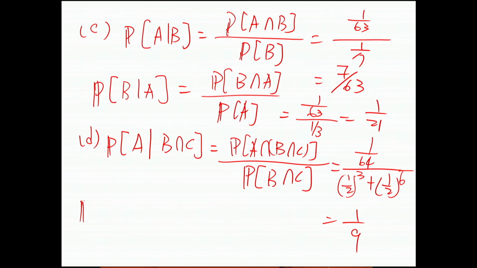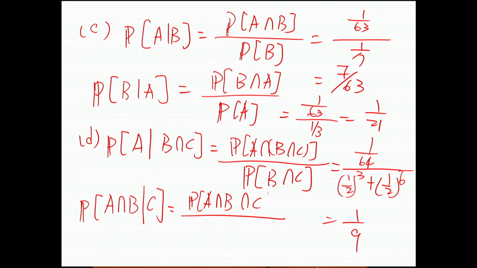Similarly, the probability of A intersection B conditioned on C. Again, the numerator will be the same, and the denominator is just the probability of C, which is easier, it's just 1/63.